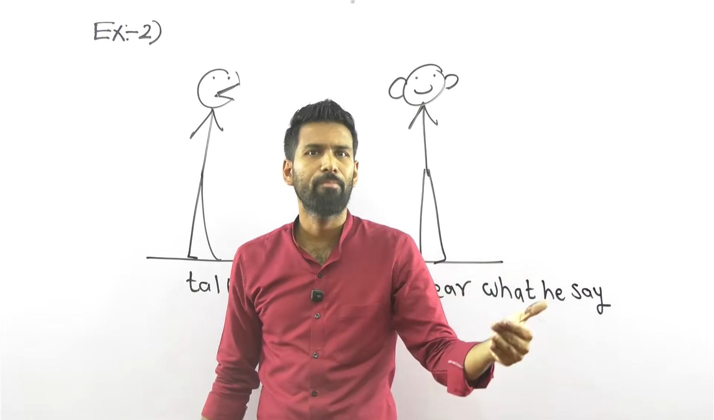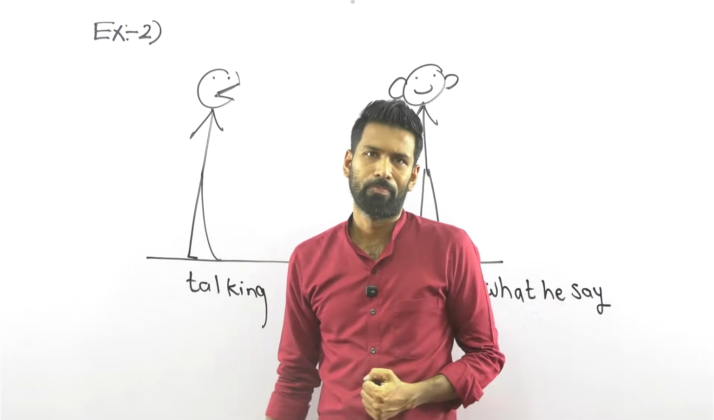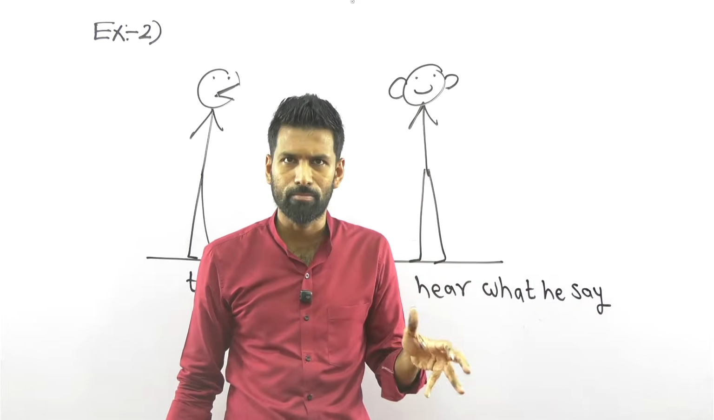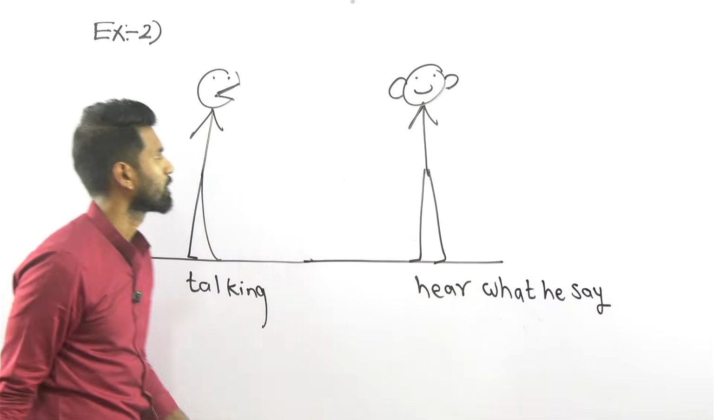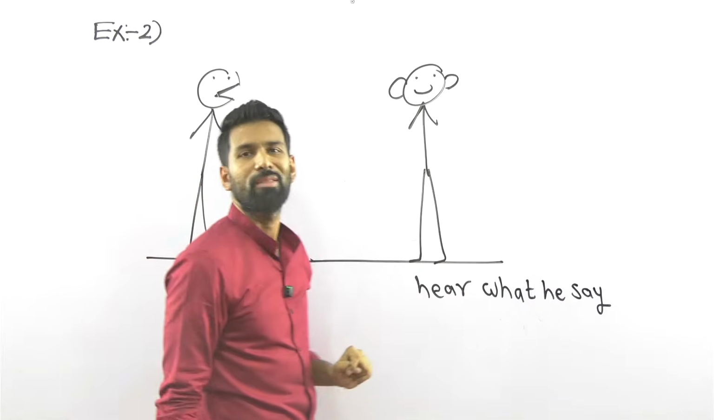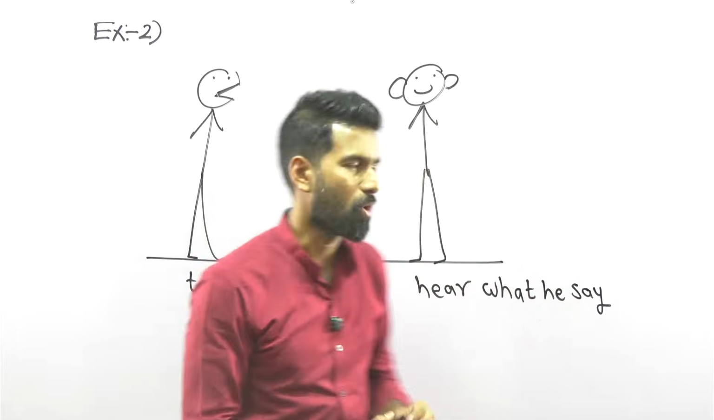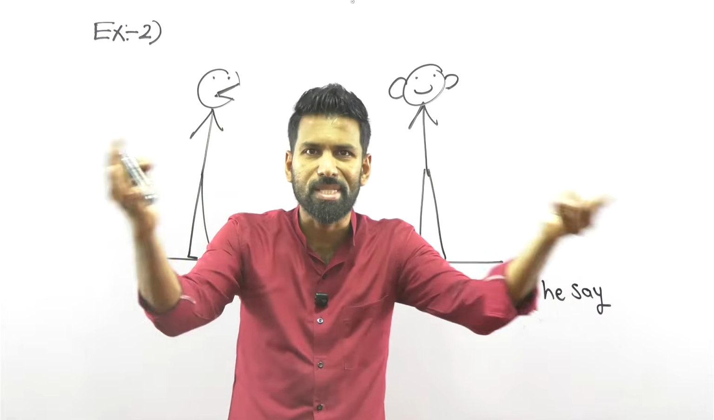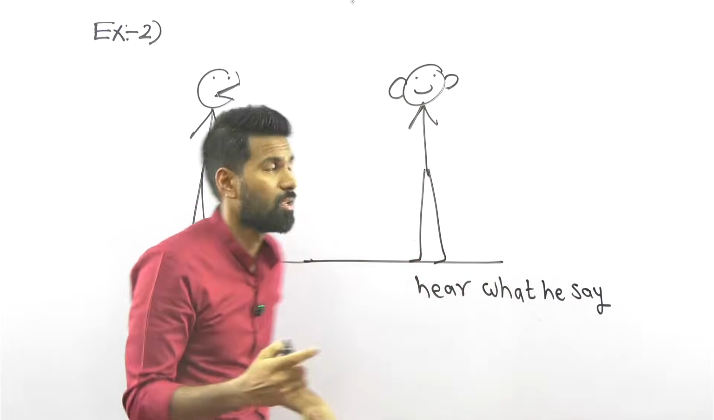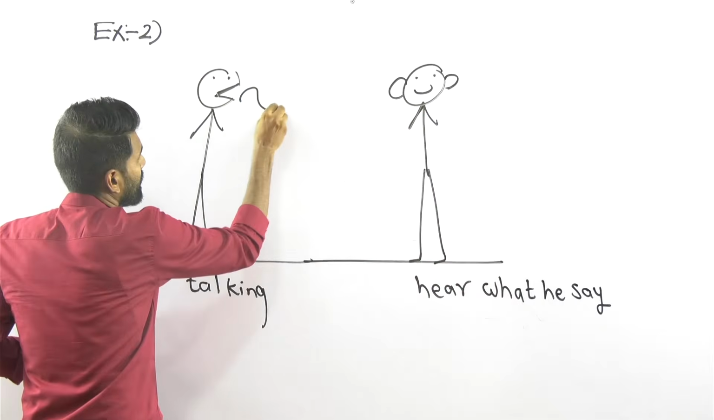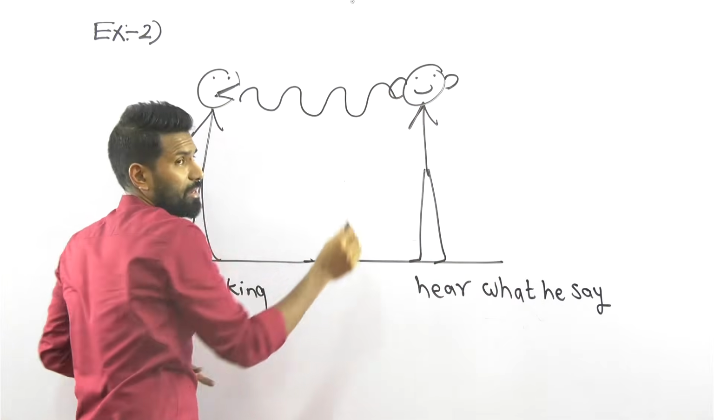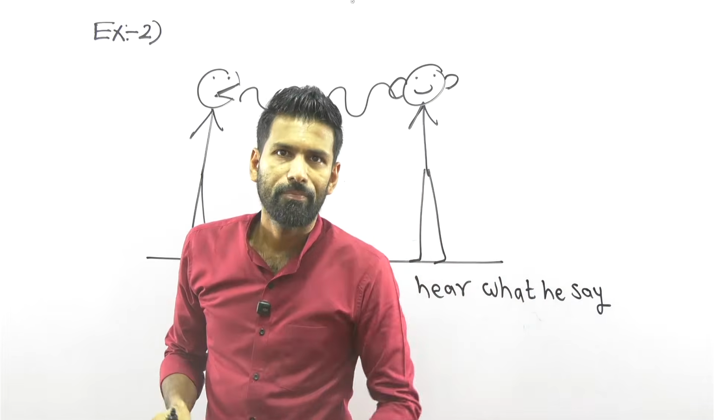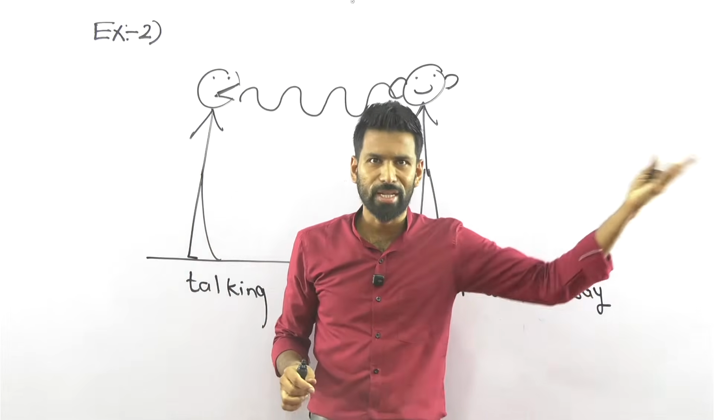So, what is the man-made model to explain this? Sound waves. We can't see sound waves. It's a man-made model. We say when someone talks, there's a sound wave moving, and this sound wave will enter the other person's ears, and he will listen to that. He will get the voice.